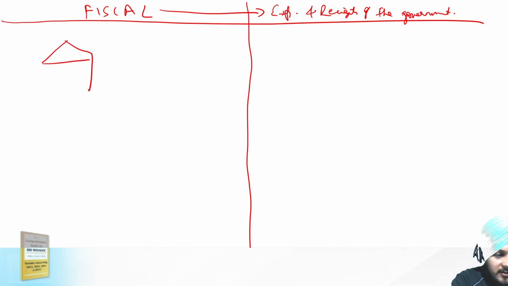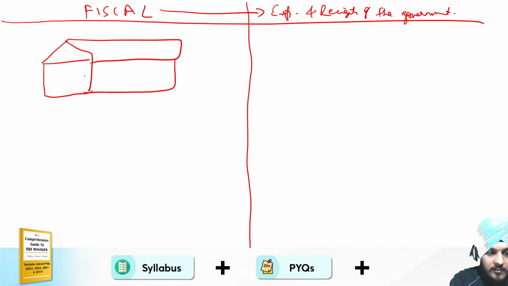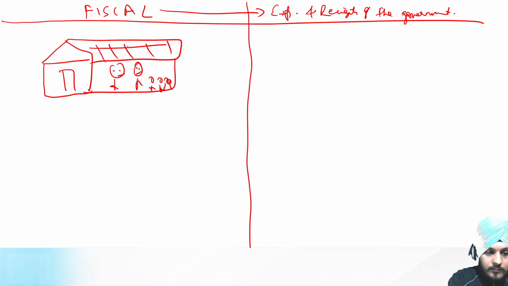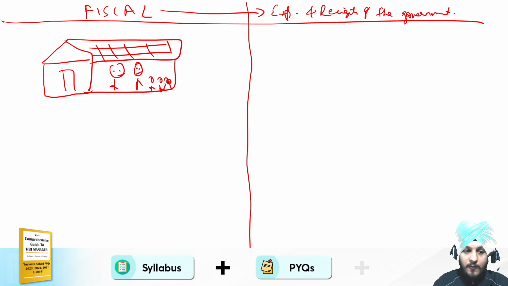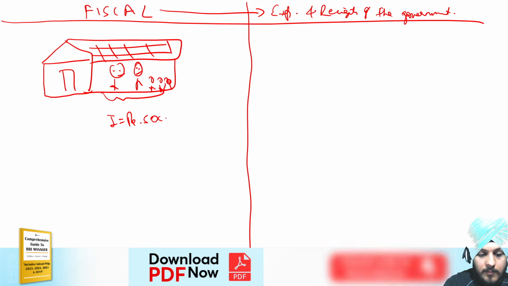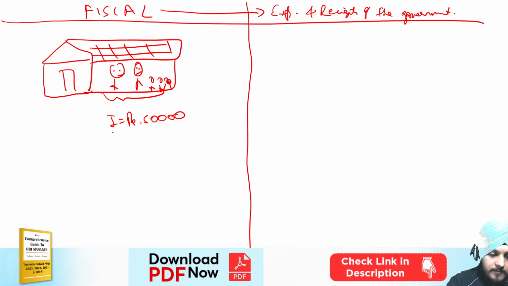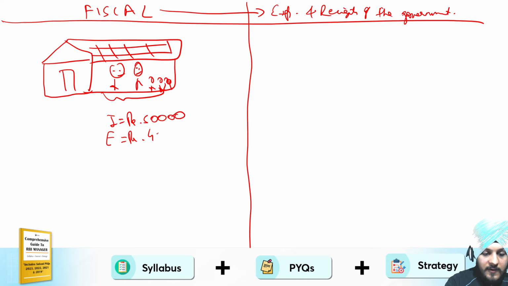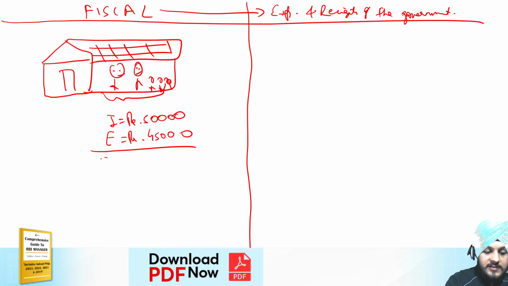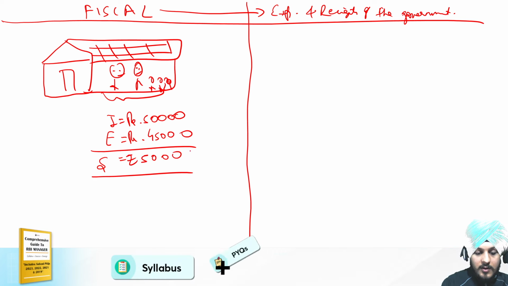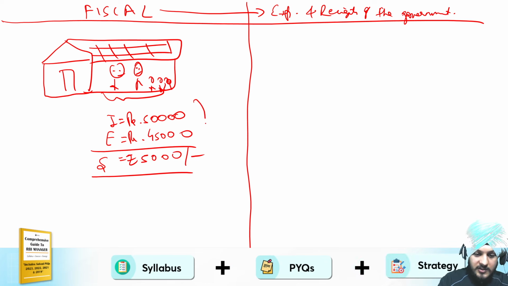So, let us imagine that this is a house and it has different family members. And the combined income of the earning members of this family is, let's say, rupees 50,000 per month, and their expenditure is, let's say, rupees 45,000 per month. So what is going to be the savings? The savings will be rupees 5,000 per month. Now this is nothing but the budget of a family.